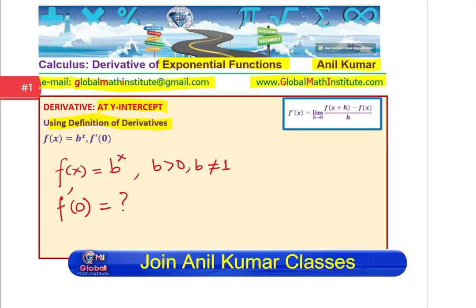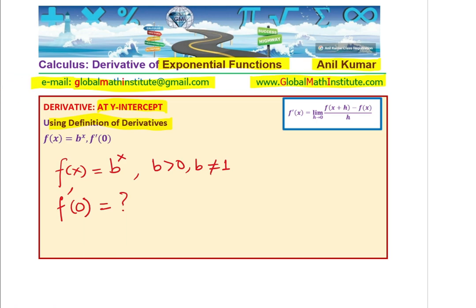Now, let us look into the solution and understanding of this particular question. So we are given an exponential function, f of x equals b to the power of x. We need to find the slope of the tangent at the y-intercept where x is equal to 0. So let's try to understand the equation now.